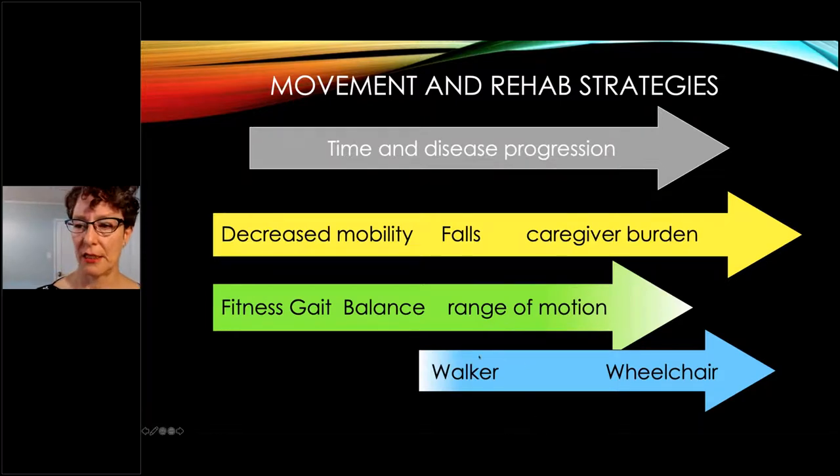And again, lastly, we don't use compensatory strategies early because we're trying to push and preserve. And then as things become more difficult, then we might go towards a walker or a wheelchair. That depends on where the person is at and what works with them. Your therapist can help you problem solve those types of things.